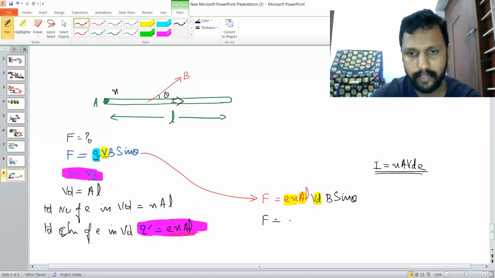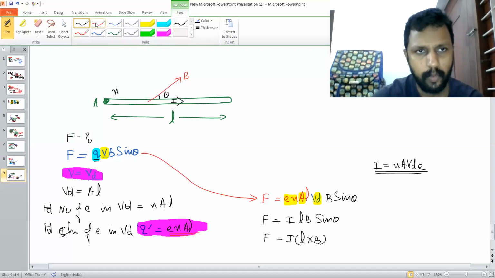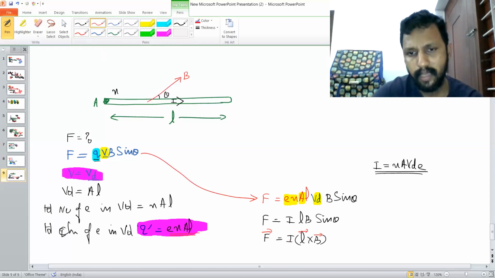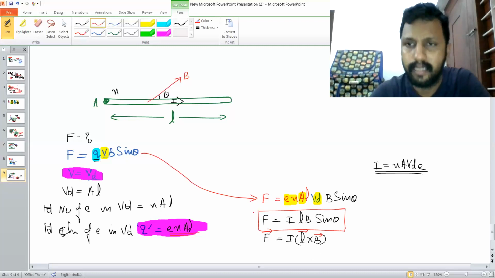Therefore, we will get F is equal to ILB sin theta, and we could write it as F is equal to I into L cross B, where F is a vector quantity, L is a vector in the direction of current, and B is also a vector. Since I is a scalar quantity, we are using I into L cross B. Or F is equal to ILB sin theta. This is the force acting over a current carrying conductor which is placed in an external magnetic field.